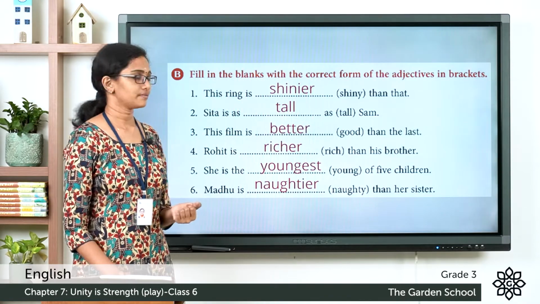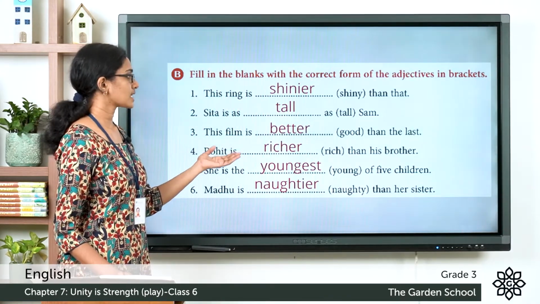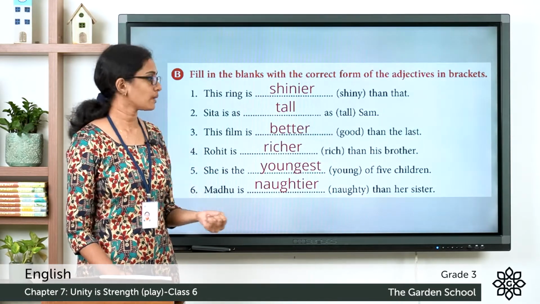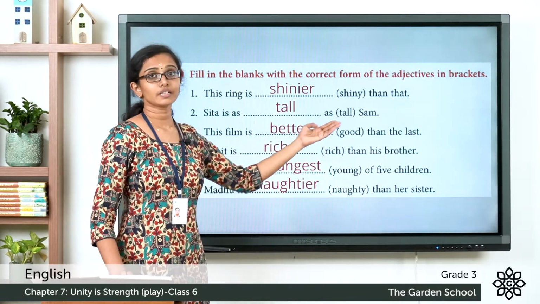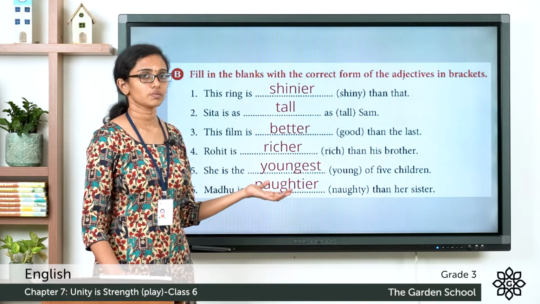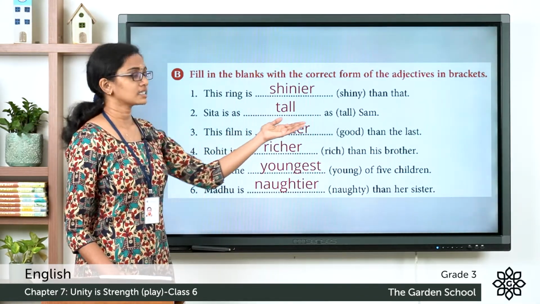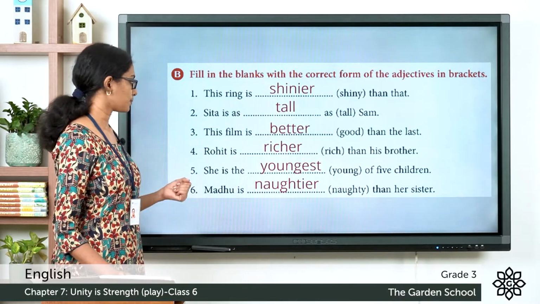Now the third one, this film is better than the last. So two things are being compared. So the comparative degree of the adjective good, which is better. So this film is better than the last should be the correct form.